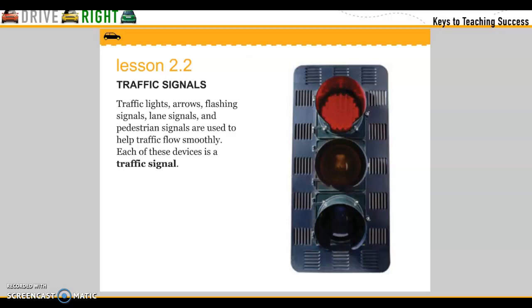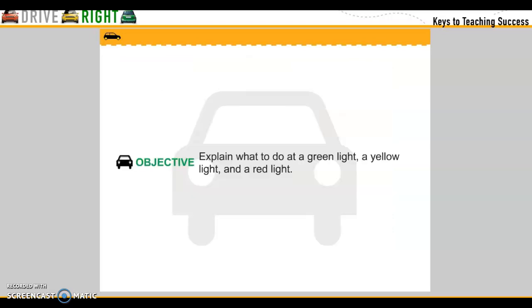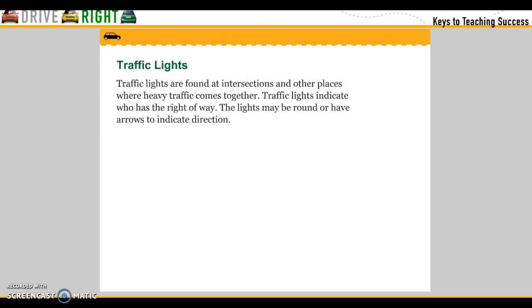Lesson 2.2: Traffic Signals. Traffic lights, arrows, flashing signals, lane signals, and pedestrian signals are all used to help traffic flow smoothly. Each of these devices is a traffic signal. Objective: explain what to do at a green light, a yellow light, and a red light.